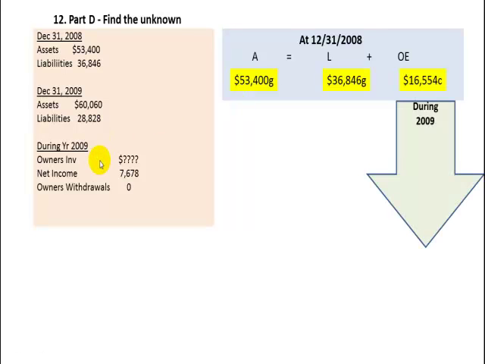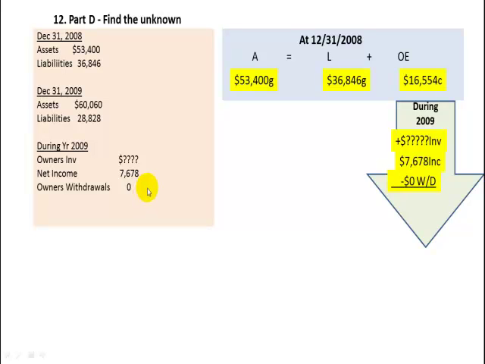Let's see, during 2009, the owner invested, we don't know. So that's an unknown that we're trying to look for, trying to find. We do know that the net income for this 2009 period was 76.78, so that's going to be something to add. And the owner's withdrawals were 0, so those are 0.